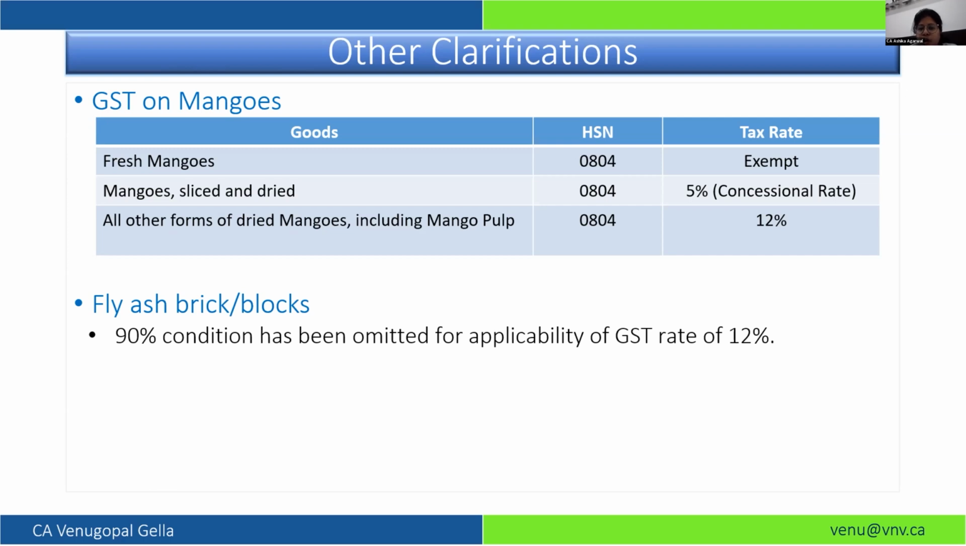Fly ash bricks and blocks. Earlier, they had come up with a 90% condition, where they said that if you qualify, your fly ash content should be more than or equal to 90%, then only you will be applicable for 12%. Now this condition has been removed. Accordingly, even if it is not 90%, if it is a fly ash brick and block having fly ash content, it will be taxable at the rate of 12%. So these are the clarifications which they have come up with.